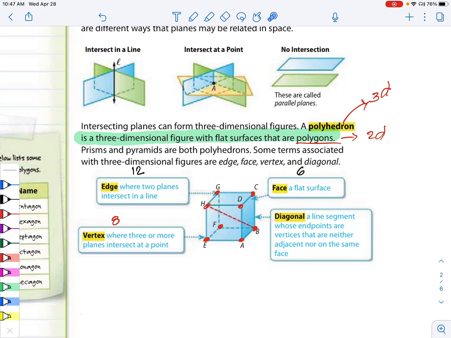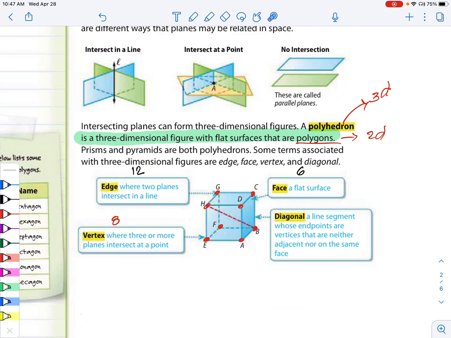Now take a look at this one right here, and this is a little bit confusing. It takes a little bit of imagination. In this particular prism, HB is our diagonal, because they are neither adjacent nor on the same face. Point H belongs to this face, point B belongs to this face, and these faces are neither adjacent nor next to each other, so that's our diagonal.